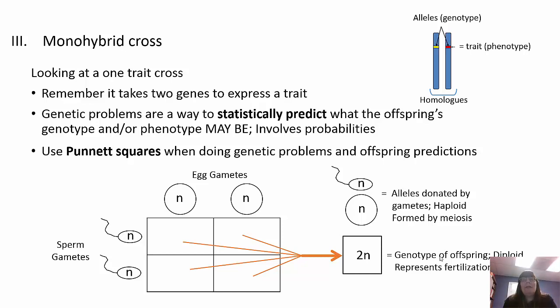It's going to represent fertilization. So if that little first sperm there fertilizes that first egg, that restores a diploid. If the first sperm fertilizes the second egg, it restores a diploid. If the second sperm fertilizes the first egg, it restores a diploid, and so on.